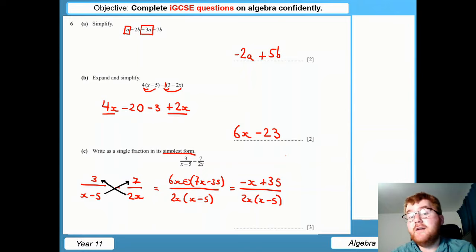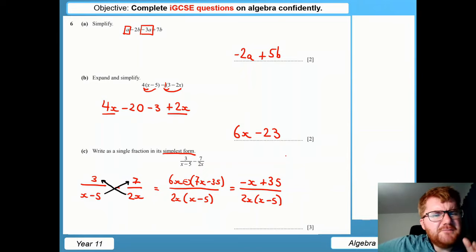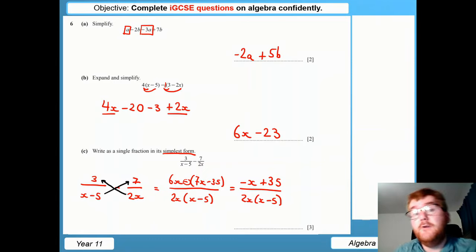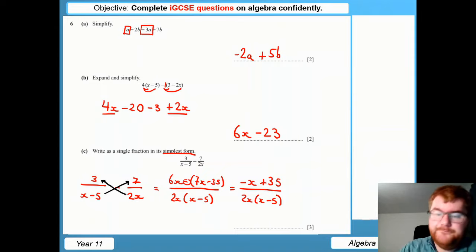Again, you can have this the other way around as well. It's absolutely fine. Just be very, very careful with negatives. It's such a common mistake that's made, and through practice, you can avoid making those mistakes yourself.